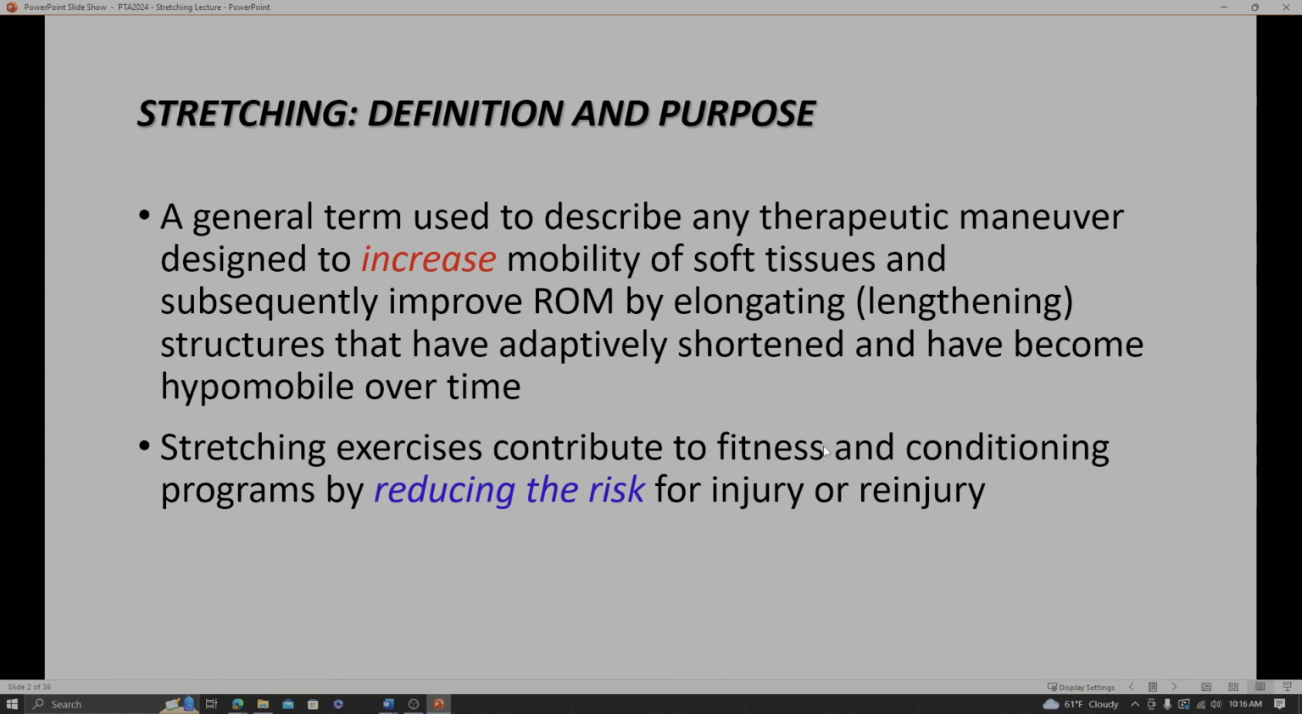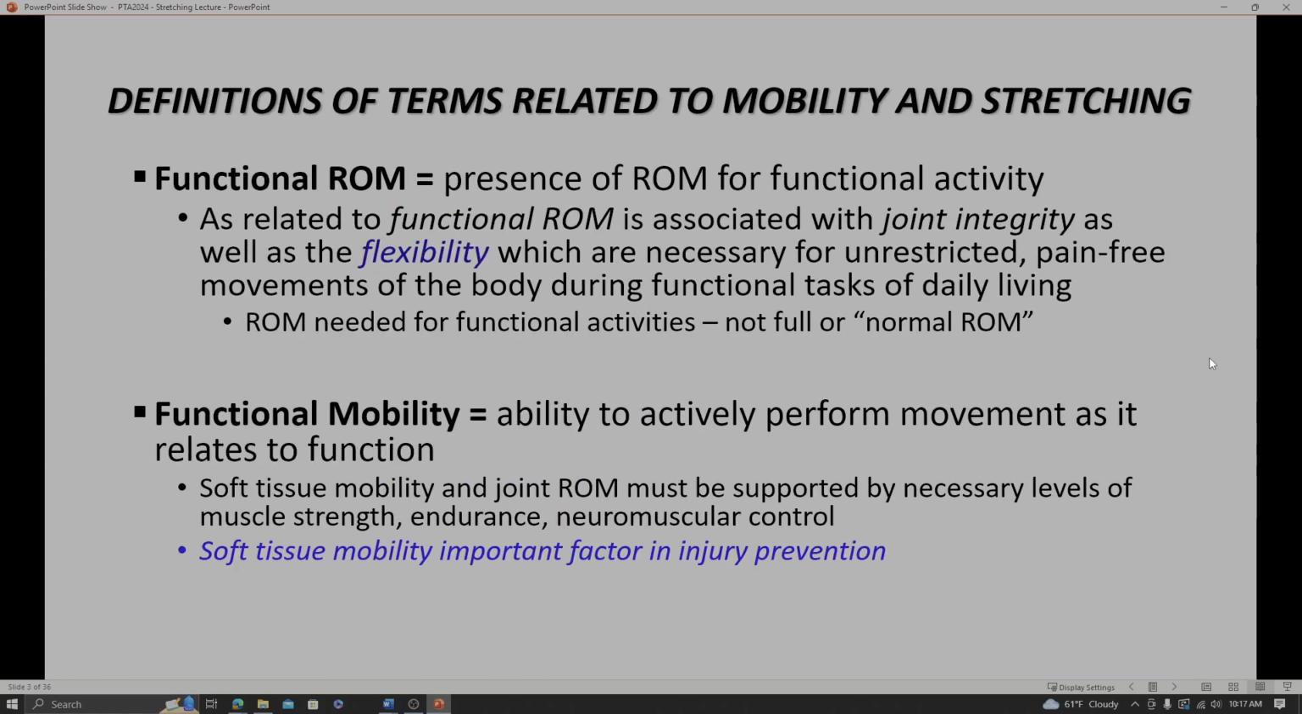So stretching exercises are going to contribute to fitness and conditioning programs, and they'll also reduce the risk of injury or re-injury. But they're going to have an important role in the rehab process in terms of not just reducing risk of injury or re-injuring or enhancing strength and conditioning, but restoring function.